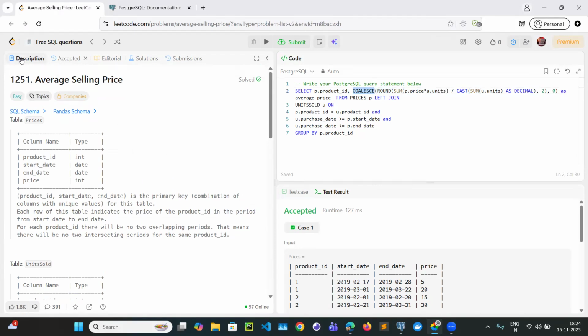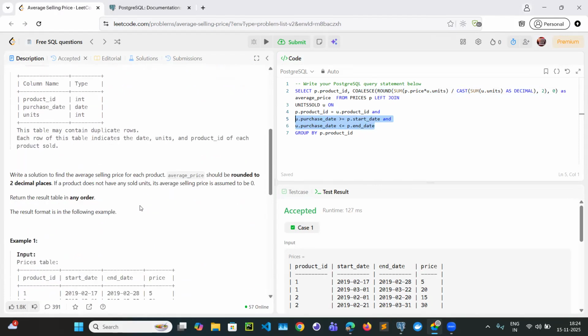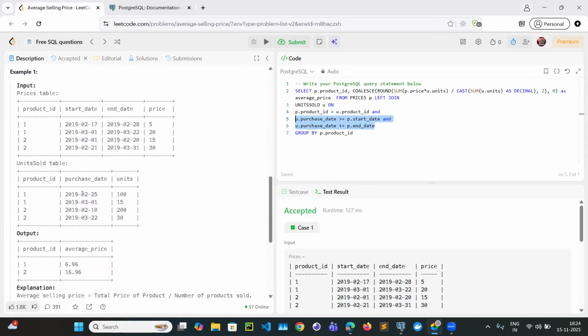Otherwise, the question is very easy. The only catch is you need to match the date as well, because only then will the calculation be correct. The 100 units sold on the 25th, so what is the price? You can't multiply 100 by 20, because on the 25th the price is 5. When you join, we can join on product ID, which is fine, but you need to join based upon the date as well. And then this is simply a normal calculation.